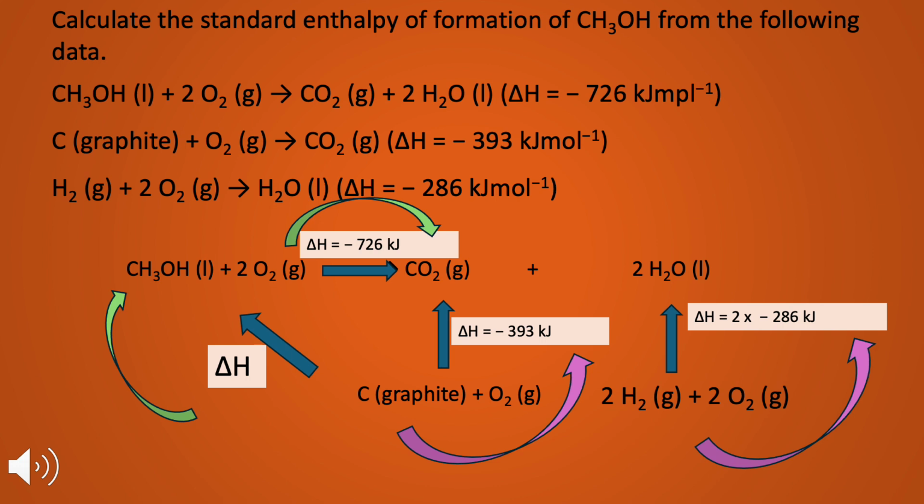Look at the worked example here. Find ΔH°f of liquid methanol, CH3OH. The target formation reaction from elements in standard states is C graphite plus 2H2 plus 1/2 O2 gives CH3OH. We're given three reactions: combustion of methanol, combustion of carbon, and formation of water.